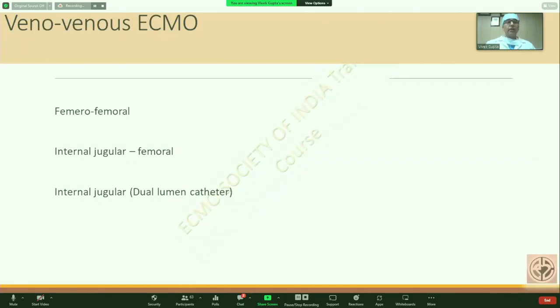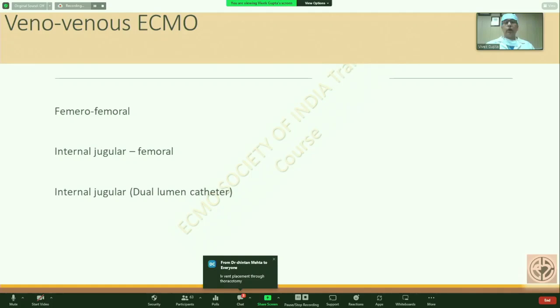Coming to veno-venous cannulation for VV ECMO. Here, we can do a femoro-femoral cannulation, or we can do an internal jugular and femoral cannulation, or we can do an internal jugular cannulation using a double lumen catheter. The most common combination we use is femoral venous access and internal jugular return. That's the most common one. We can use the femoro-femoral, which we have commonly used in cases of COVID patients, and the dual lumen catheter, which is not easily available in India.